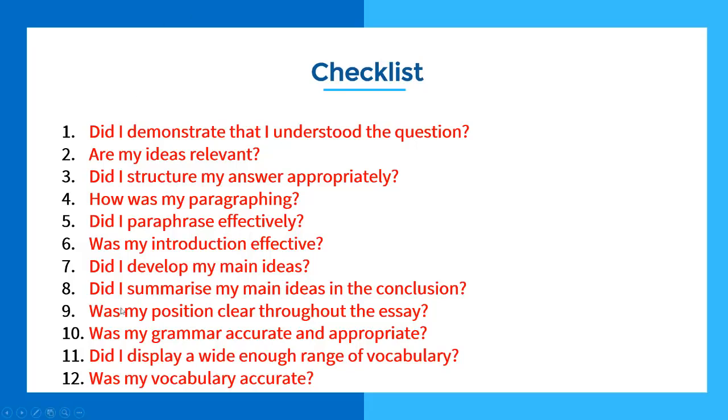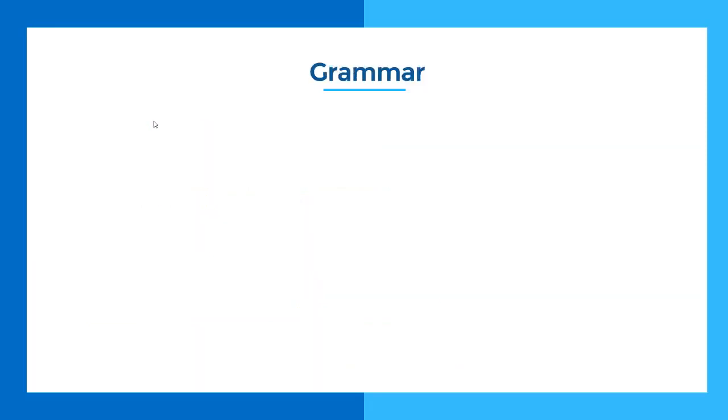So let's now look at 10, 11, and 12. But you can see that if you learn this and you learn how to do all these things, you're not going to be ticking each of these off in your essay. You've learned them to the point where you look at your essay and you can understand automatically whether you've done these things or not. So let's move on to grammar.